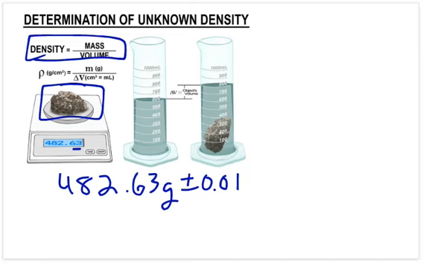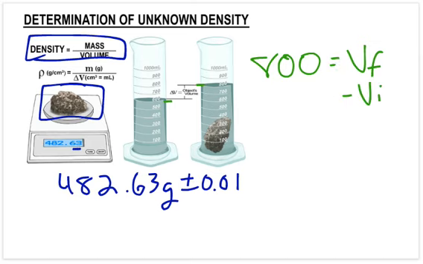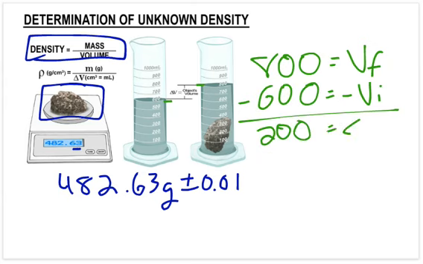Now notice I throw it into a graduated cylinder, and we see that the volume goes up. Notice it started at 600, it went up to 800. So 800 is my final volume. If I subtract my volume initial, so minus 600, that's going to give me the amount that the volume changed. The change in volume, like it says here, is the volume of my rock. So it is 200, what units? This is in milliliters.